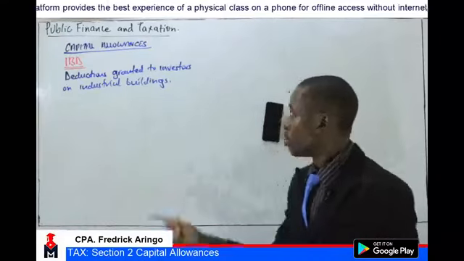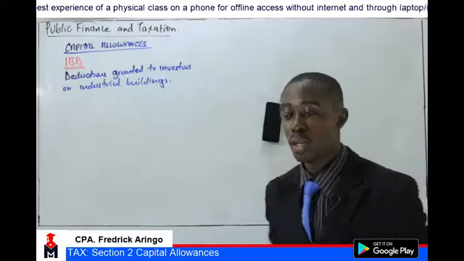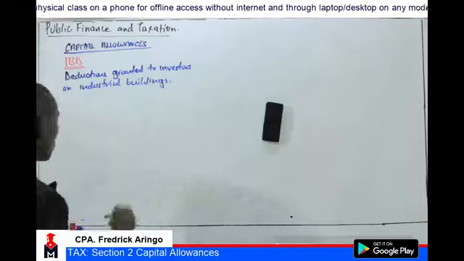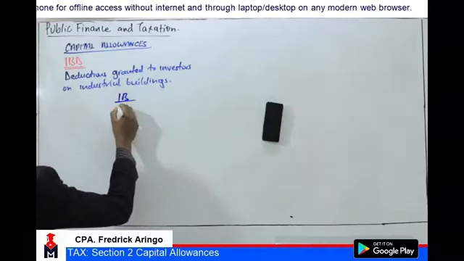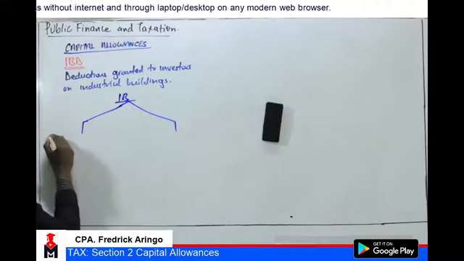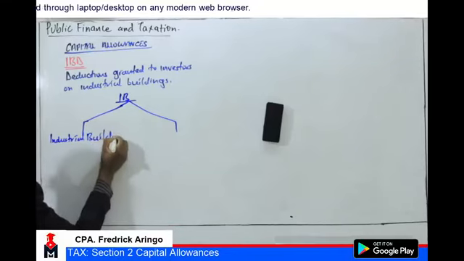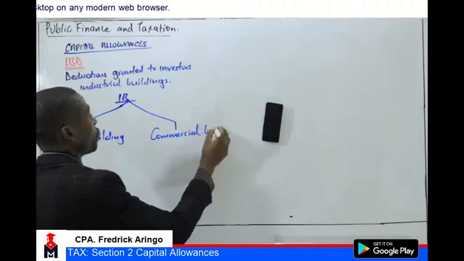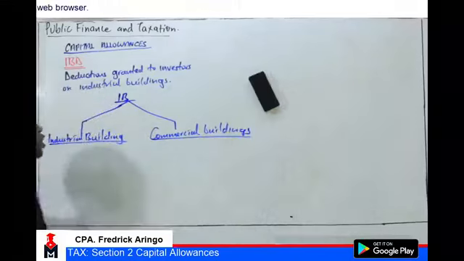So these are deductions granted to investors on industrial buildings. Whenever we talk of industrial buildings, I will be looking at it in two forms. We are going to talk of industrial buildings as they are, and we are going to talk of commercial buildings. So you talk of industrial buildings and commercial buildings.